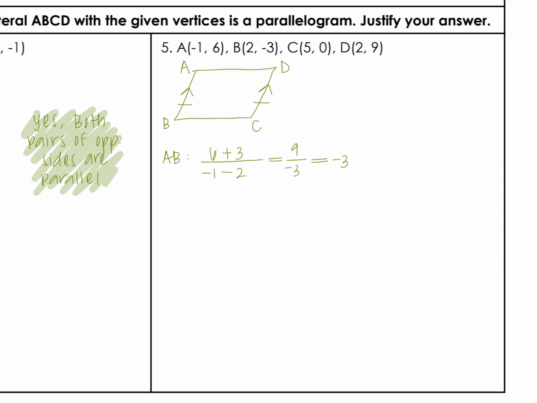Then let's check out DC. Okay, so for DC, we can do 9 minus 0, and then 2 minus 5. So 9 minus 0 gives me 9. 2 minus 5 is going to give me a negative 3. And so I have proven that AB and DC are going to be parallel.